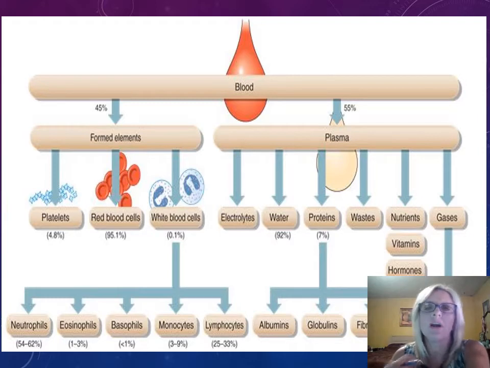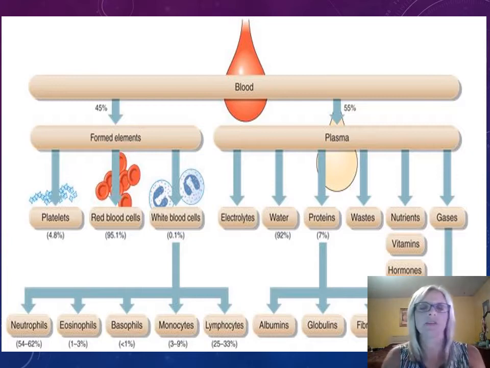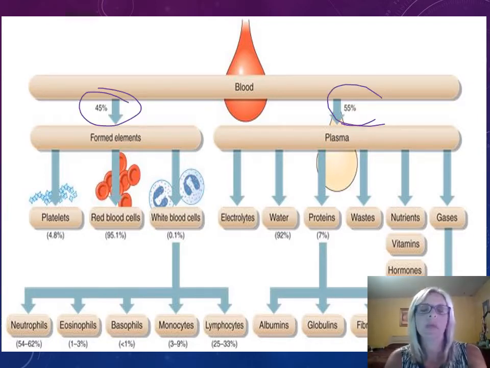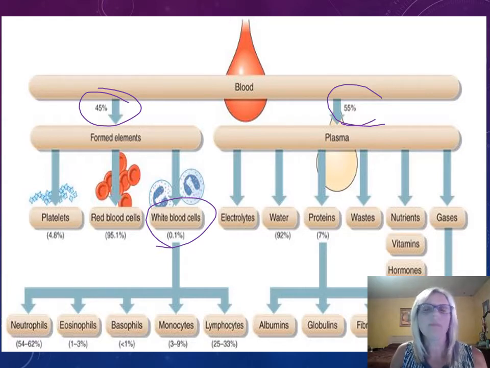Blood composition is a complex mixture of formed elements and plasma. So under the formed elements here, let's break that down in percentages. Formed elements account for about 45% and plasma about 55% normally. In the formed elements, we have platelets, red blood cells, and white blood cells. White blood cells, while only 0.1% of the components here, are a very important part of your immune system. Platelets here, which are 4.8%, have a function for clotting, so they're important as well. And then, of course, red blood cells compose a little over 95%.